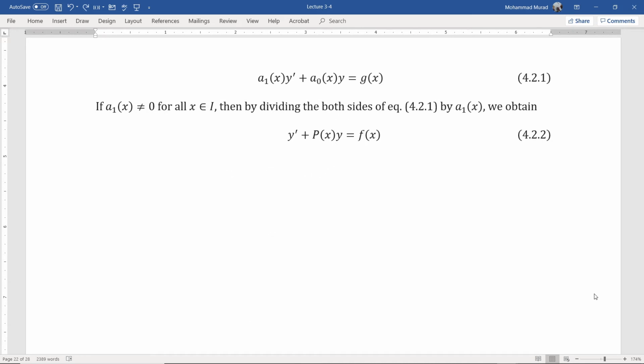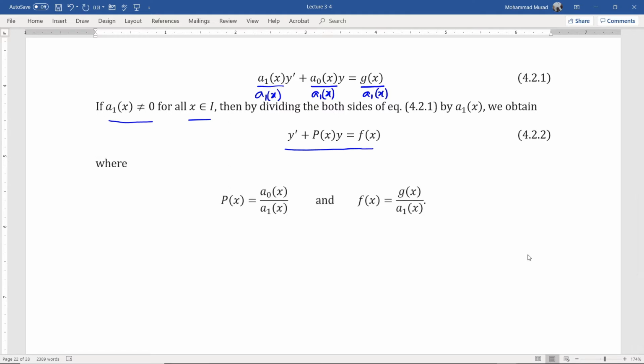If a sub 1 of x is not equal to 0 for all x in some interval I, then by dividing both sides of equation 4.2.1 by a sub 1 of x, we obtain an equation of the form as shown in 4.2.2, namely y prime plus p of x times y equals f of x, where p of x equals a sub 0 of x over a sub 1 of x, and f of x equals g of x over a sub 1 of x.